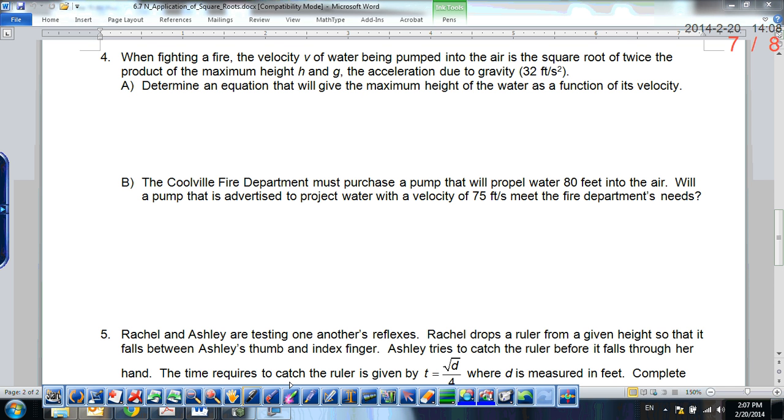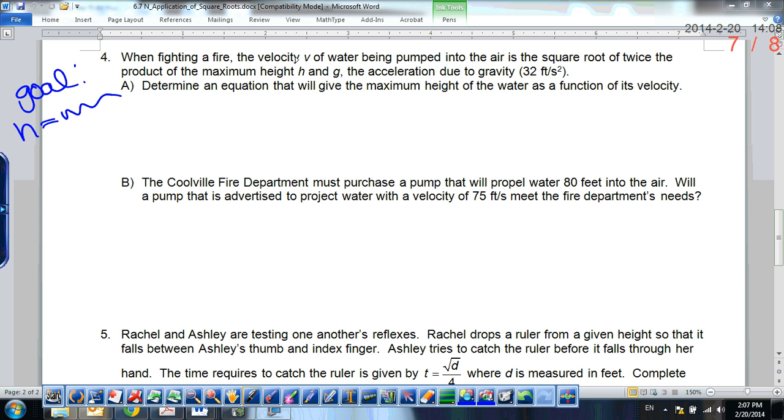So here, if we want an equation that will give us the height as a function of the velocity, or in terms of the velocity, our goal here is to get height is equal to something. Okay, that's what this as a function of its velocity means. It means that v is going to be the independent variable. Everyone okay with that?